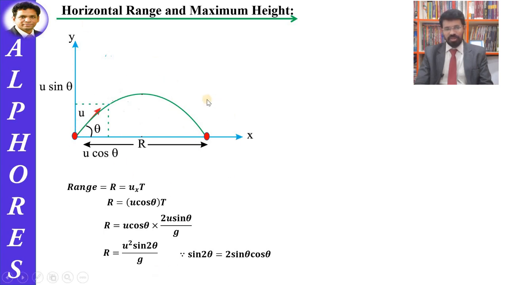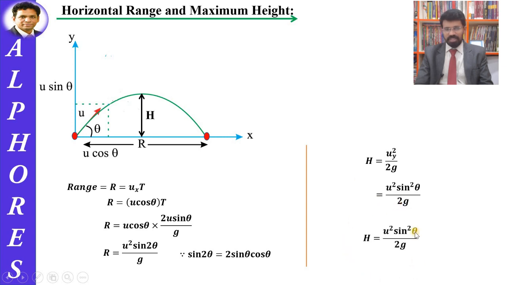In the later sessions, we'll also be discussing several other points, like the total velocity at this point and the angle made by the total velocity with the horizontal. All those details will be discussed in the later sessions. And what is the maximum height? Maximum height is equal to u square sin square theta by 2g. So these are a few important details, children.